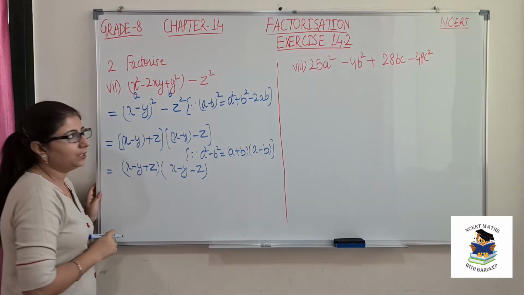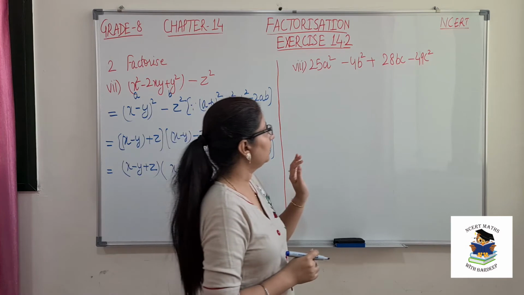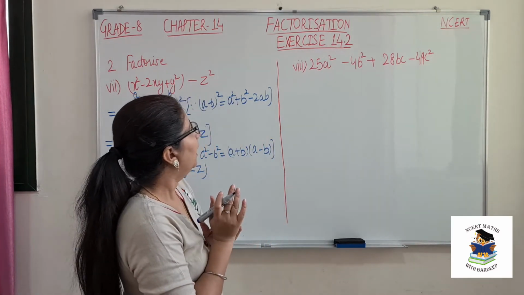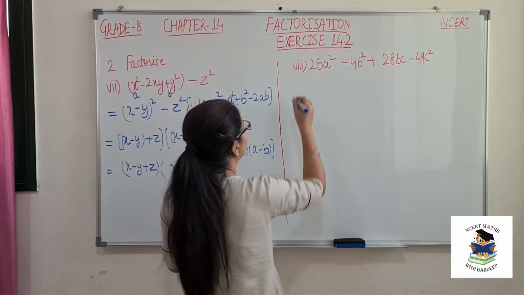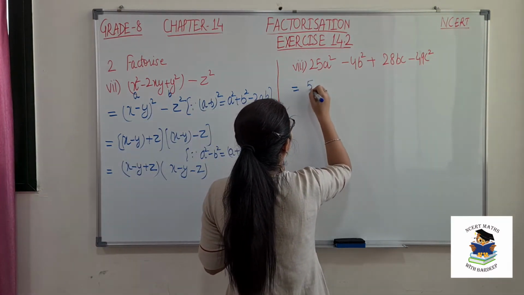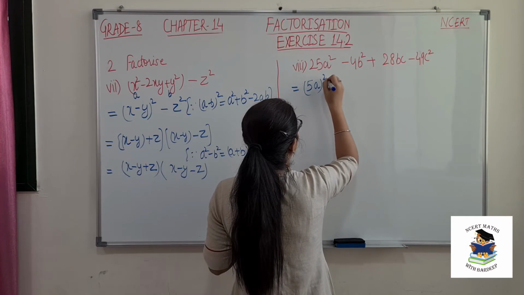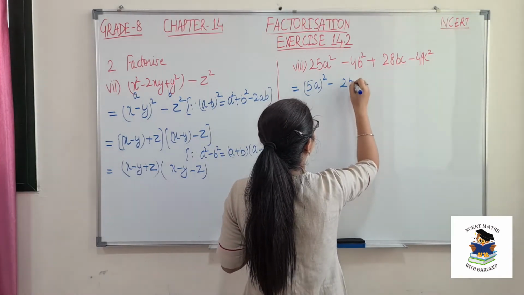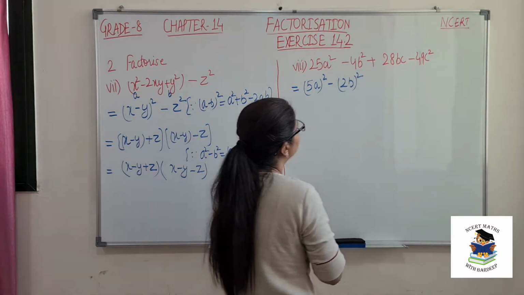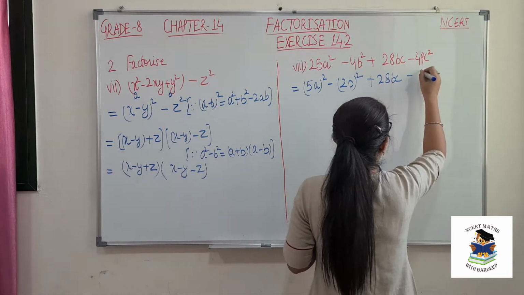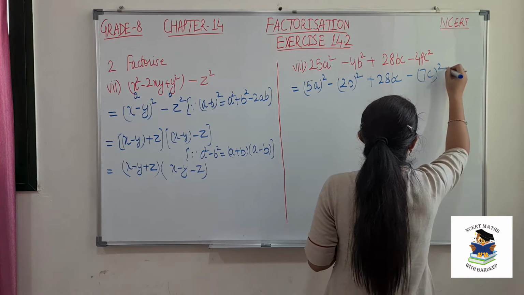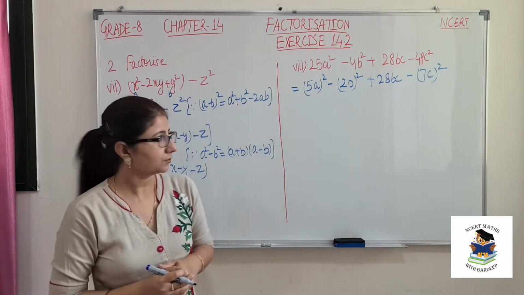Now let's move on to the last part. Here see, I have three terms which are perfect squares. Let's write first. 25a square can be written as 5a whole square. This can be written as 2b whole square. This I don't know yet. And this is 7c whole square.